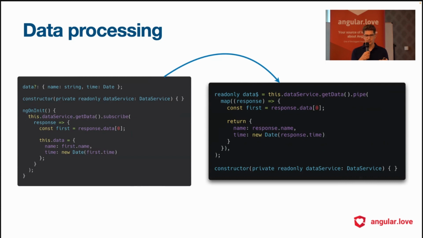And yeah, with data processing it is pretty much the same. We can still apply the same operators. So we can use the map operator, which is a pipeable operator that simply transforms the values that come through the observable.